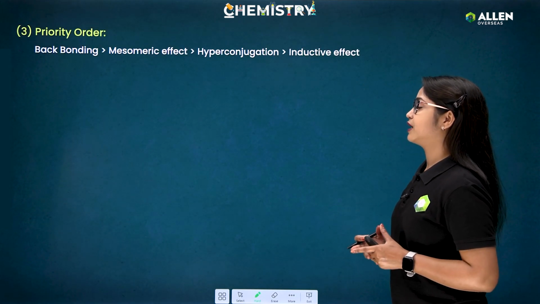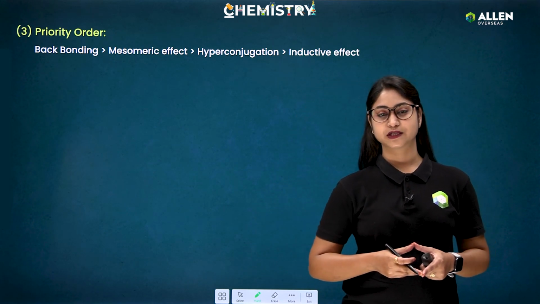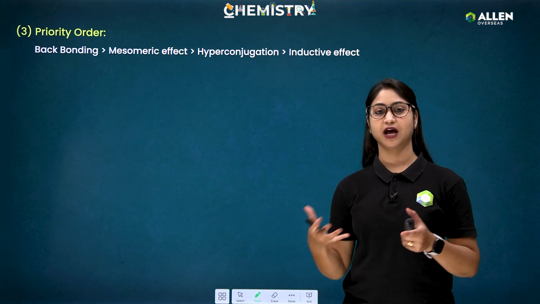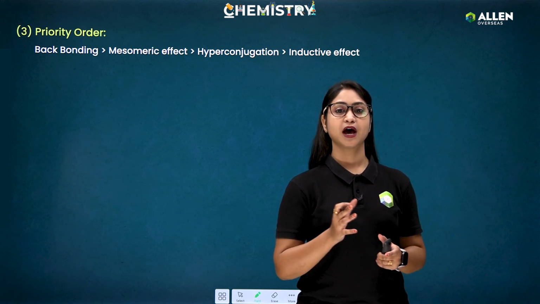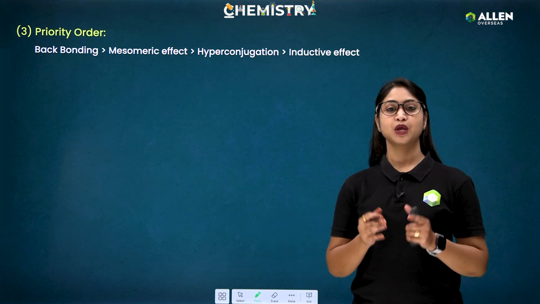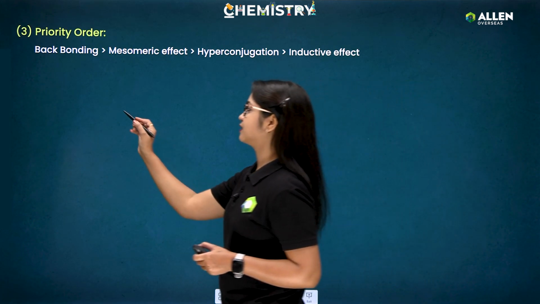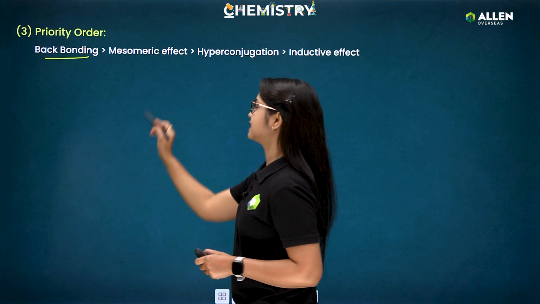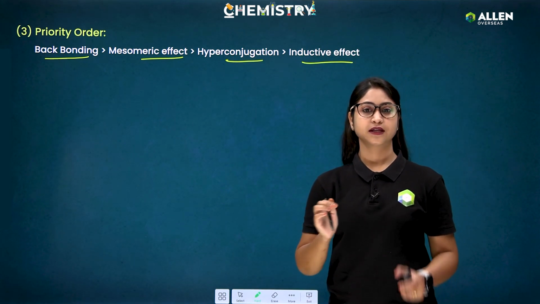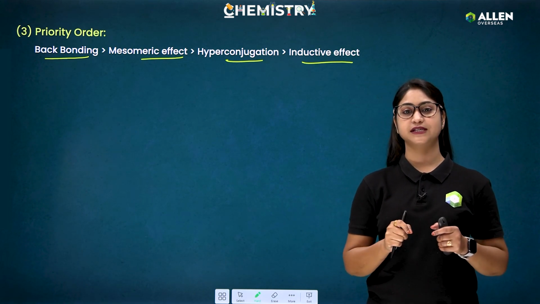Now, what should be the priority order? We have a few effects which contribute to the stability of carbocation or carbanion: inductive effect, hyperconjugation, mesomeric effect, back bonding, resonance, etc. So what should be the priority order of these effects? The first priority is given to back bonding, then mesomeric effect, after that hyperconjugation and inductive effect. This priority order we have to follow while checking the stability of carbocation or carbanion.